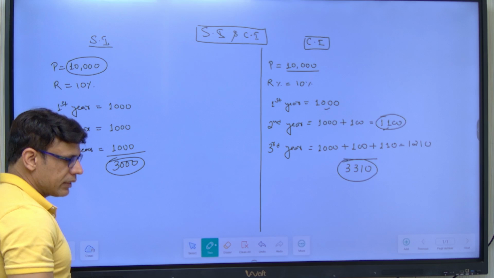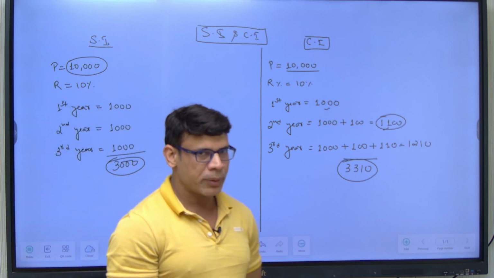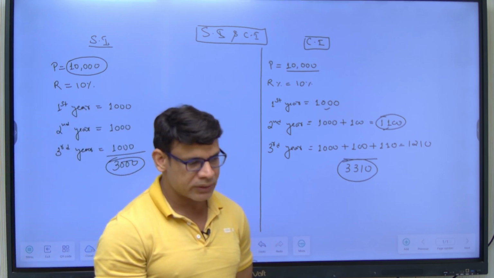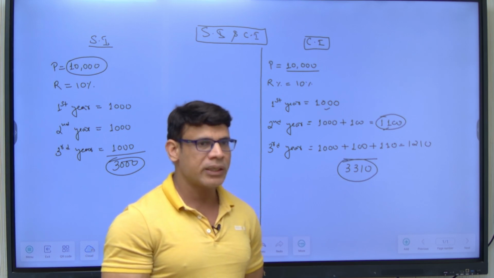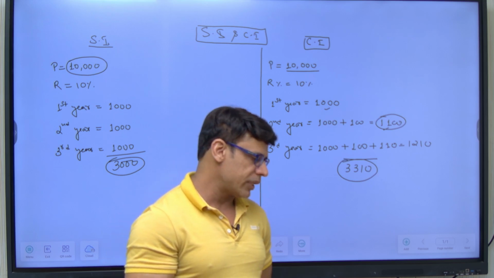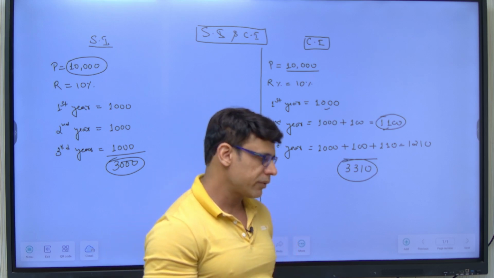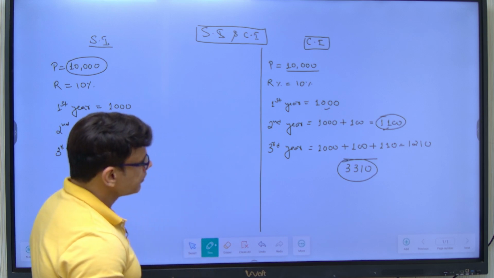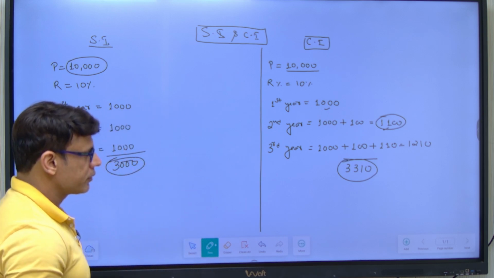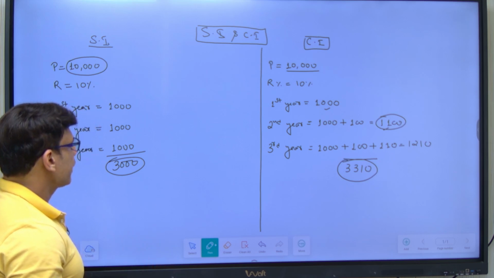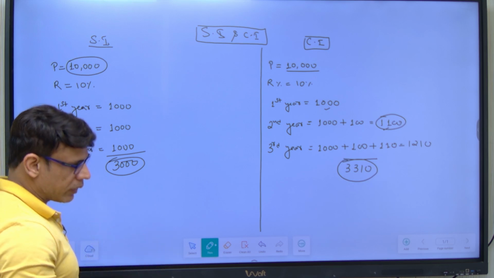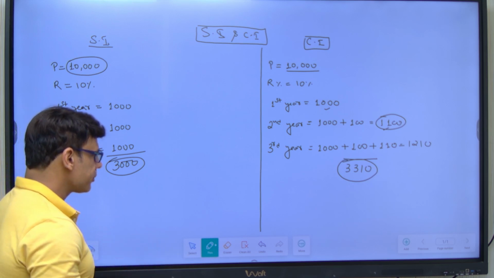That is why Einstein said that compound interest is the eighth wonder of the world. Your money gets compounded. That's why people say invest in mutual funds, invest in good stocks, because money keeps on compounding. Okay. So this is the very basic idea of simple interest and compound interest.